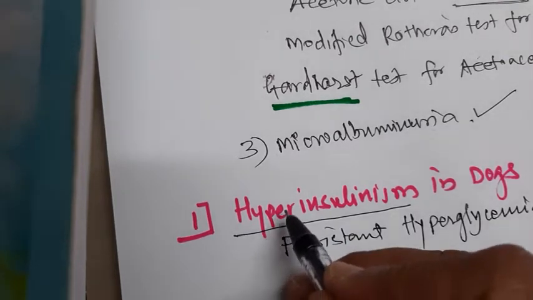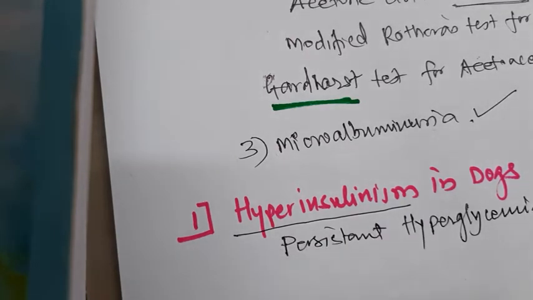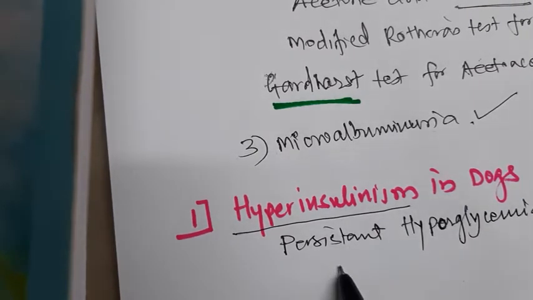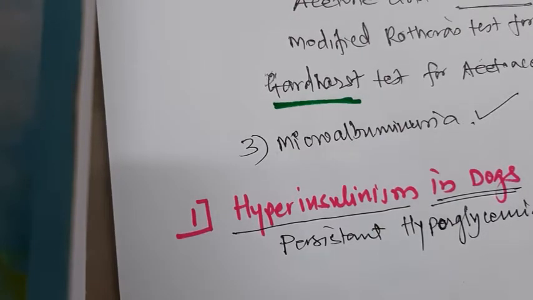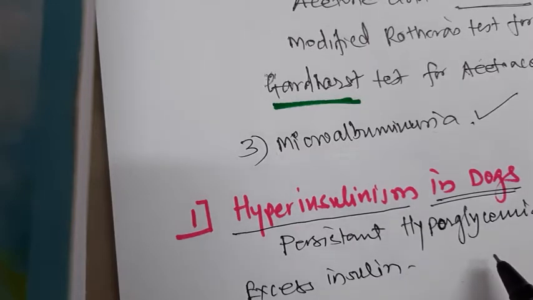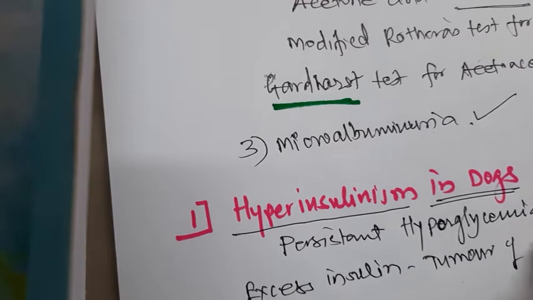Sorry, this is a persistent hypoglycemia. Hyperinsulinism causes a persistent hypoglycemia. This condition is generally seen in dogs. It is because of the excess secretion of insulin, and this excess secretion of insulin is because of a tumor of the beta cells of the islets.